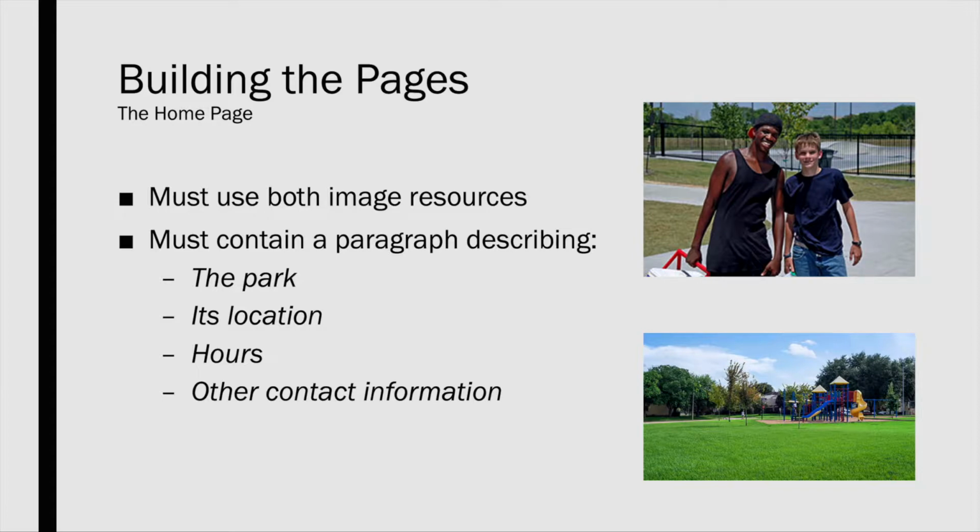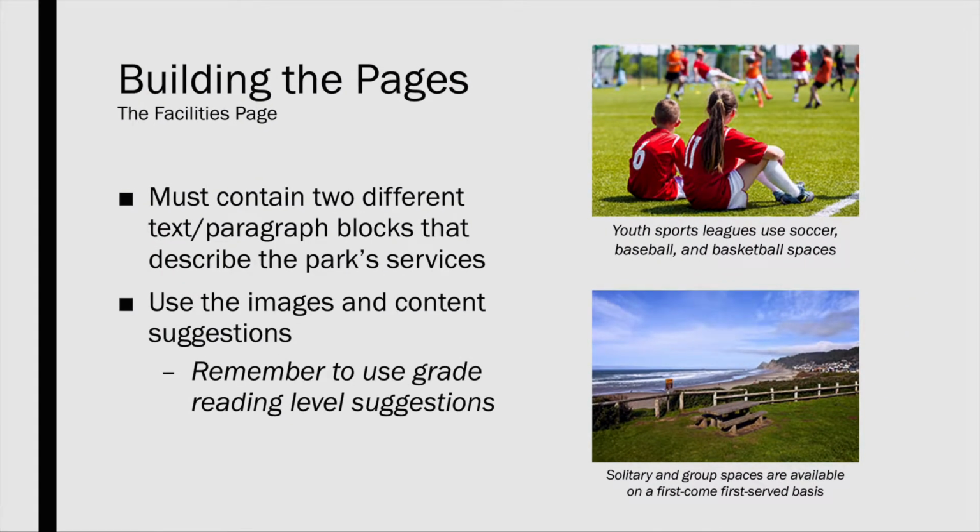The facilities page must contain 2 different text or paragraph blocks that describe the park's services, using the image and the content suggestions provided. The first picture with the kids should have something along the lines of youth sports leagues use soccer, baseball, and basketball spaces. And then the one with the view and the picnic table, something along the lines of solitary and group spaces are available on a first-come, first-served basis.